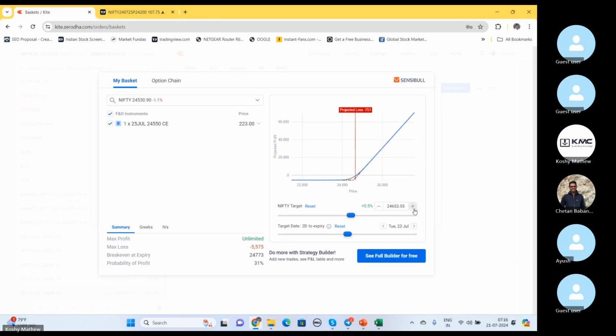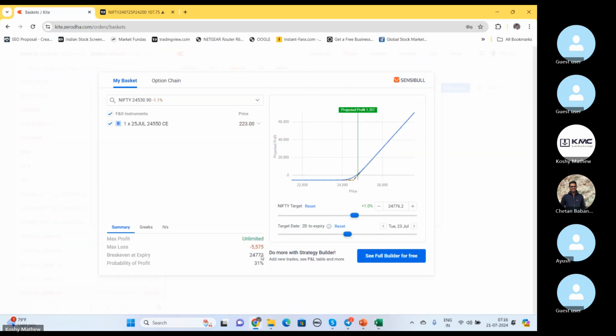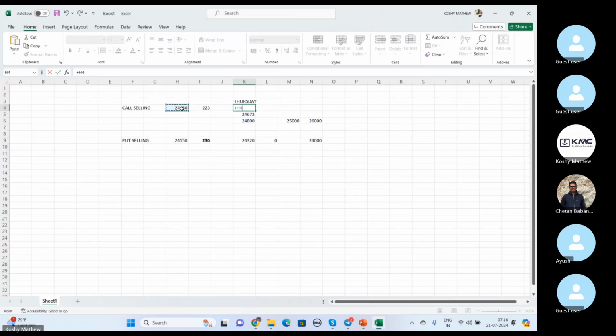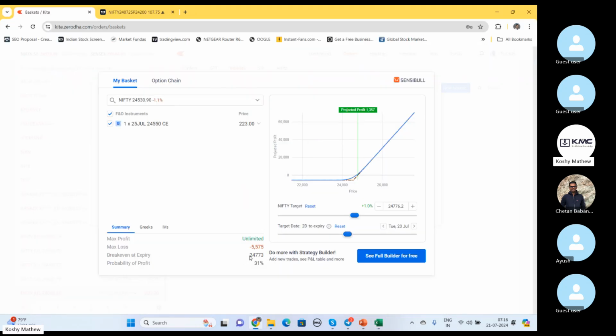On Tuesday, at 24,776, I'm making a profit of 1,357. But look at 24,773, and look at my Excel sheet. Where is it? Premium is 223. No, 550, 650, 773. Right? The calculation went wrong, sorry. This is actually 550. Let me change it to 550 so that you'll understand it better. So 24,550 plus 223 is 24,773. If I attain 24,773, it says break even, meaning I will end up with no profit, no loss.